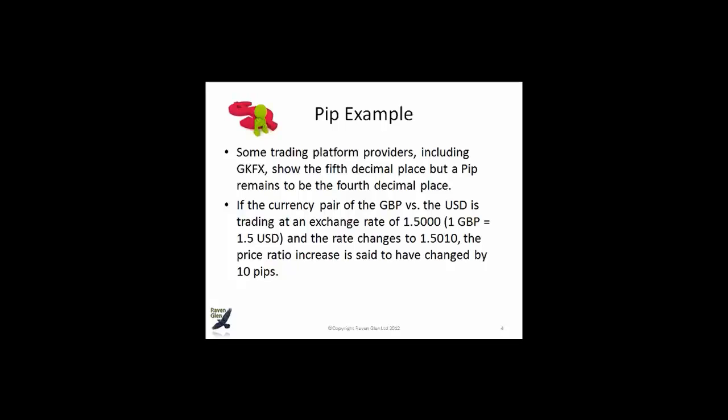As an example, if the currency pairing of sterling against the US dollar is trading at an exchange rate of 1.5000, or in other words, £1 sterling is worth 1.5 US dollars, and the rate then changes to 1.5010, then the price is said to have increased by 10 pips, or 10 units of the 4th decimal place of the quoted example.